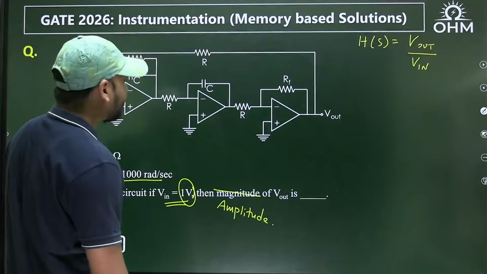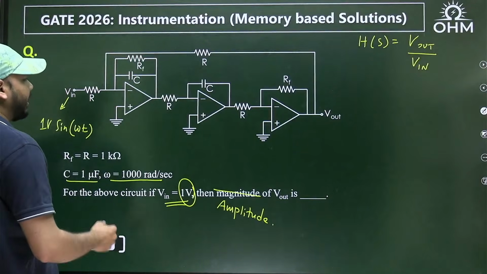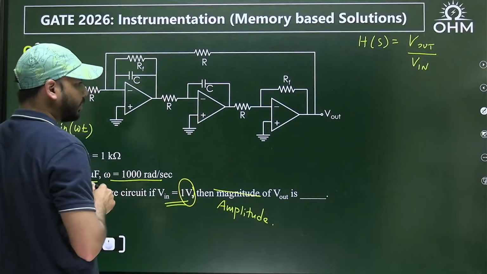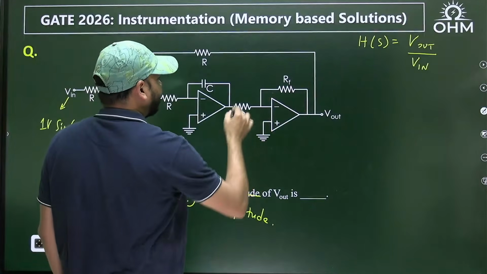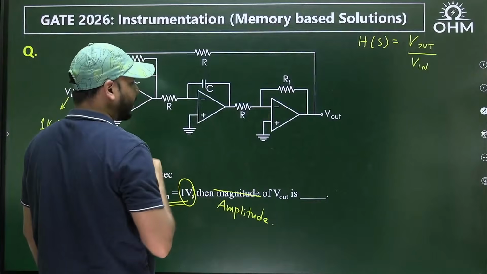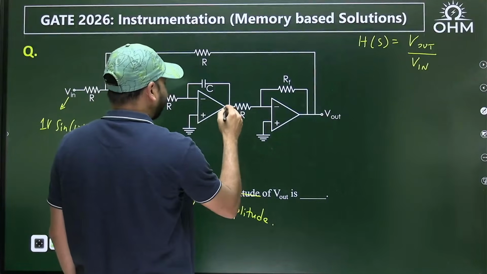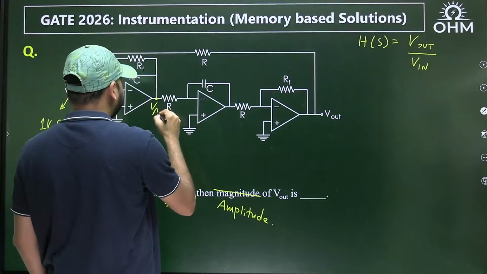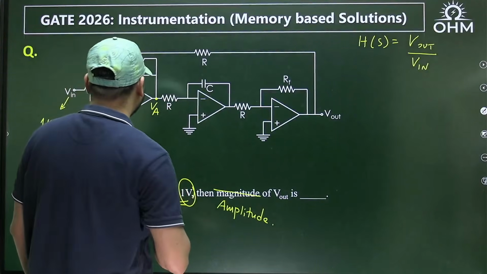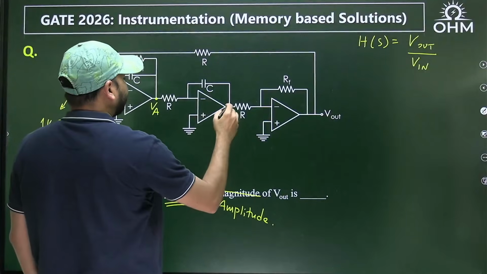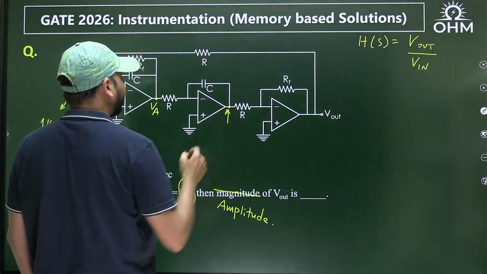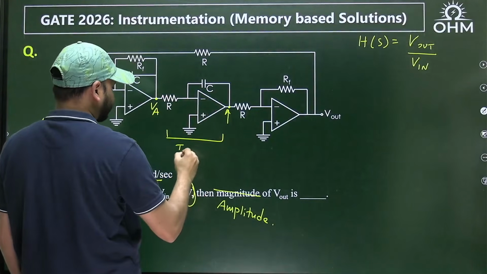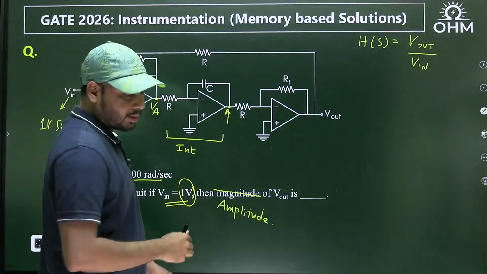So let's see how we can find the transfer function. This block over here is what? An integrator. And this block is what? An inverting amplifier. Yes. So for example, if I call this voltage, let's say, some VA, then the voltage here will be what? Because this block is what? An integrator.